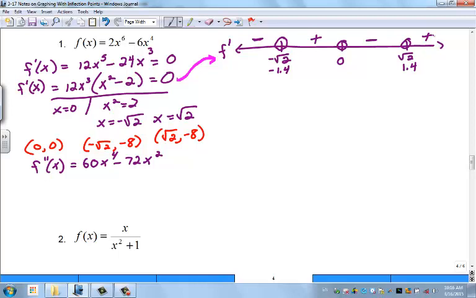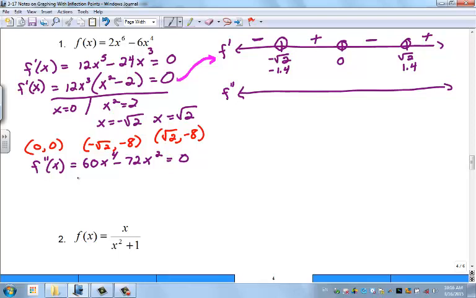All I do now is I do the same thing for f double prime to figure out if I have inflection points. And really, inflection points, you'll know if you have them even after you graph f prime. It's just a matter of labeling them on your graph when you get those inflection points. So you set f double prime equal to 0 to find the inflection points. And then you're going to factor out what you can factor out.